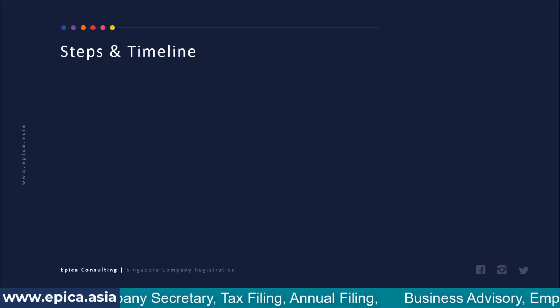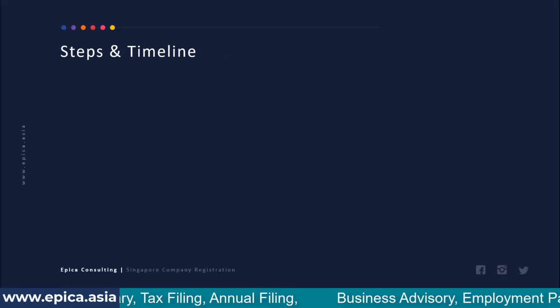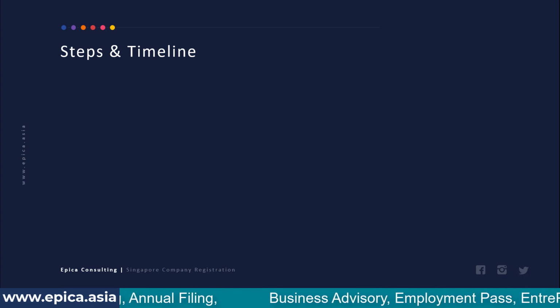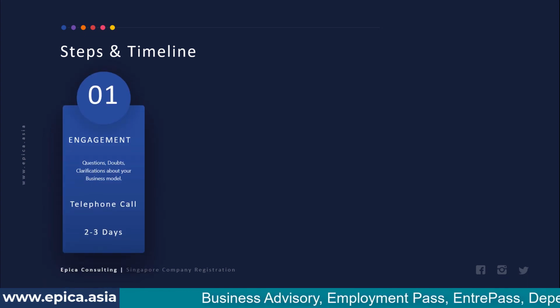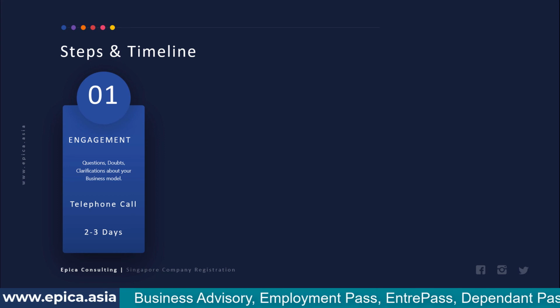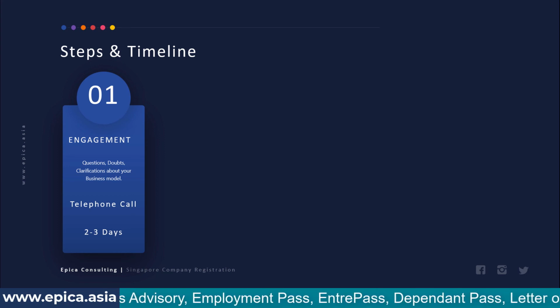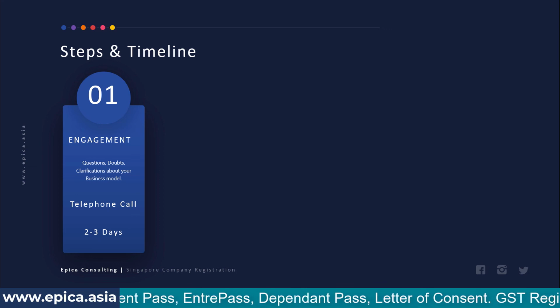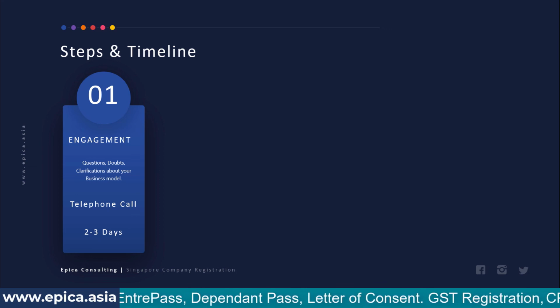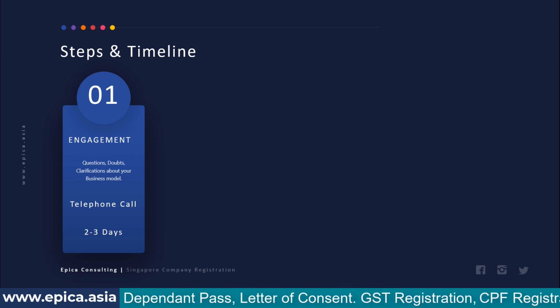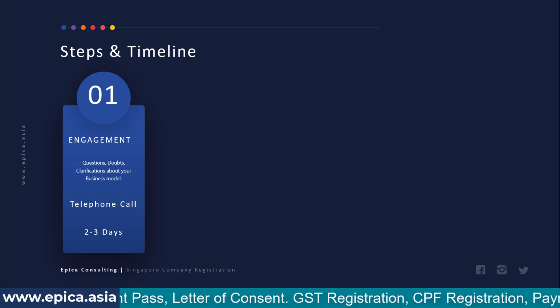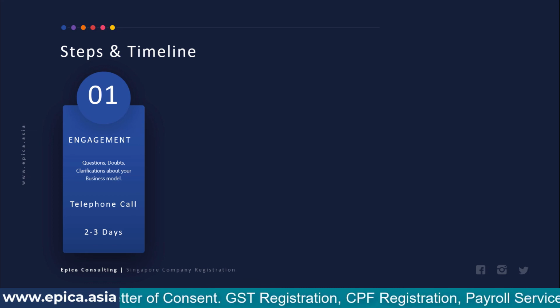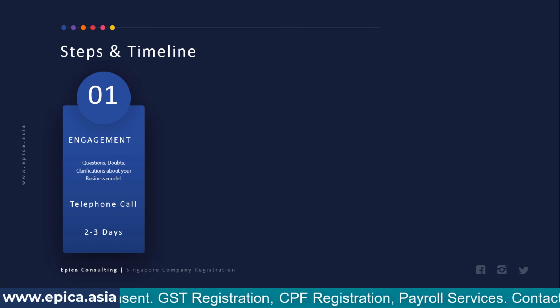So now the next question is, what are the steps involved and a typical timeline in registering a branch in Singapore? So this is quite straightforward. Normally when you will contact us or our team, there will be some initial engagement which can be 2 to 3 days or even more depending upon the number of questions and clarifications you have. So typically a telephone call or a Zoom call can be arranged during this stage.